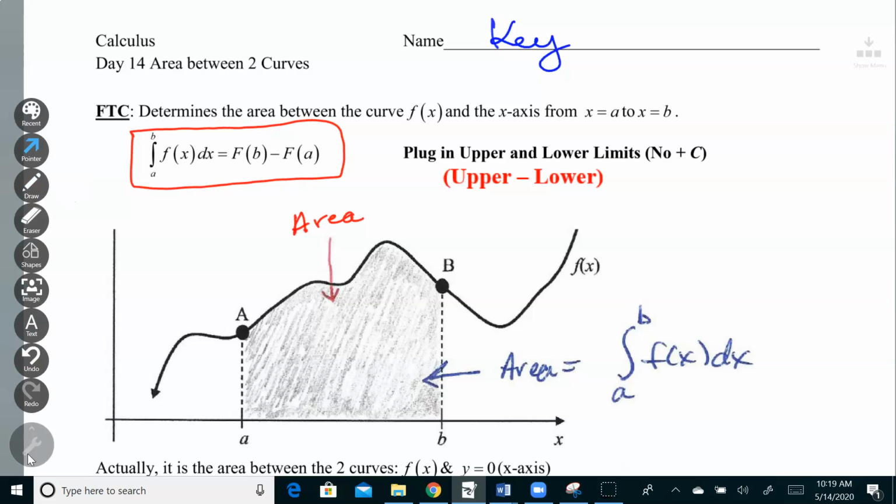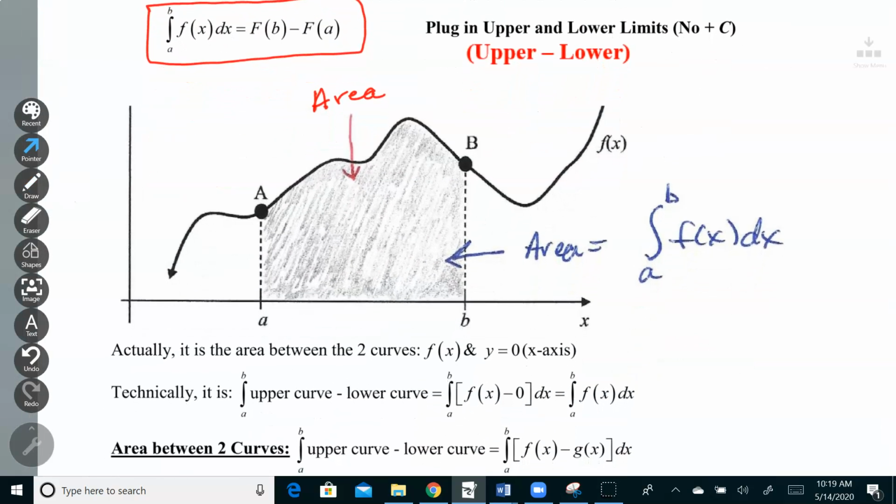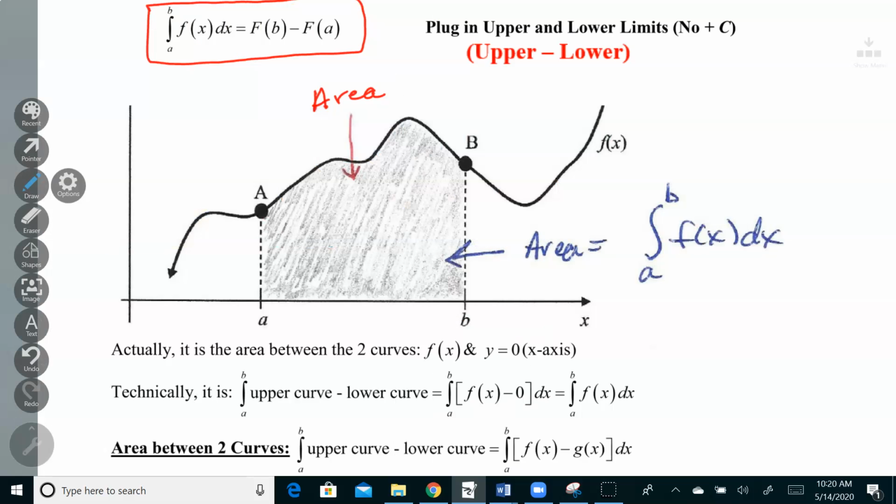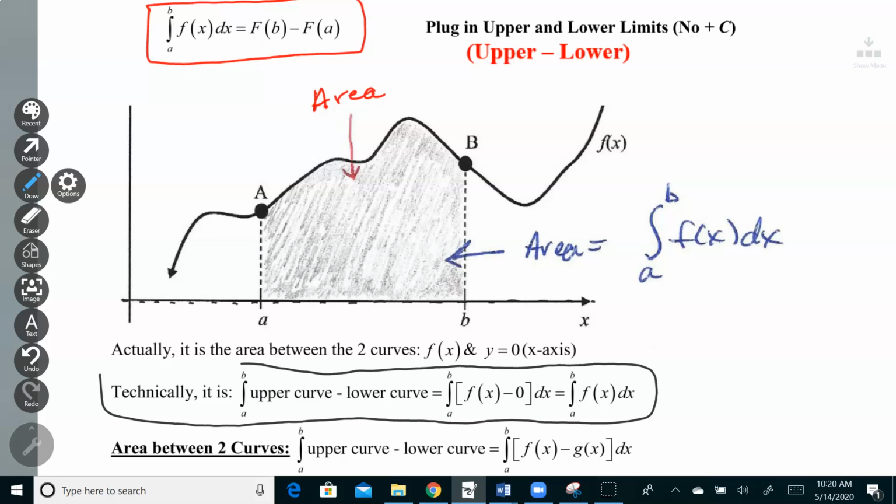So the idea is, it's the same idea. Because what we really did was, this was the area between two curves, where the upper curve is f of x, and the lower curve is really the x-axis, which is y equals 0. So what we really did was the upper curve minus the lower curve. It just happened that the lower curve equation is equal to 0.